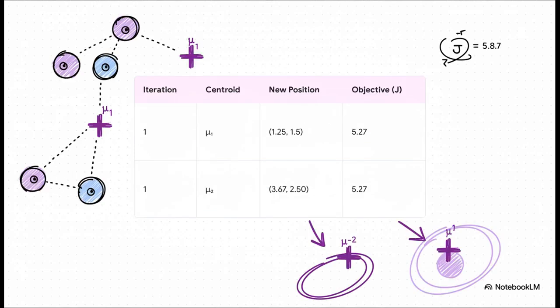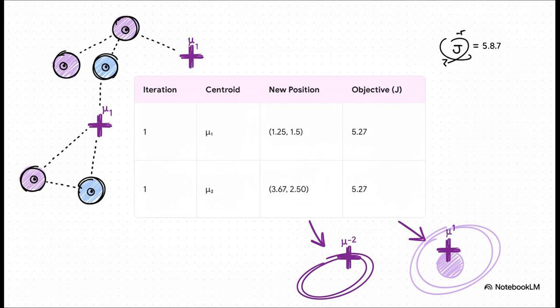Okay, iteration number 1. Let's go. First, the assign step. The algorithm goes to every point and asks, who are you closer to, mu1 or mu2? It turns out 2 points stick with the first cluster and the other 3 join the second one. Next step, the update step.